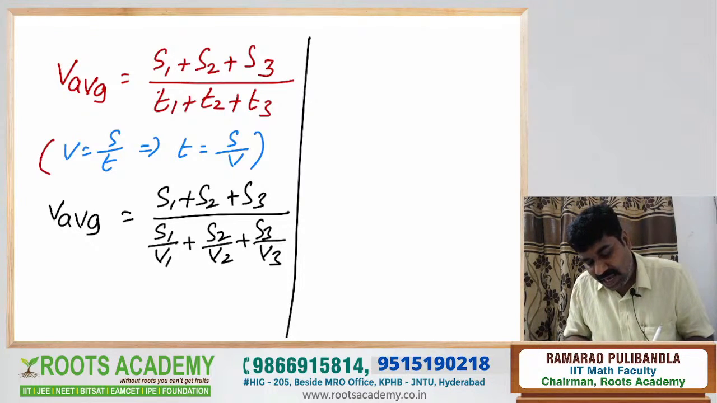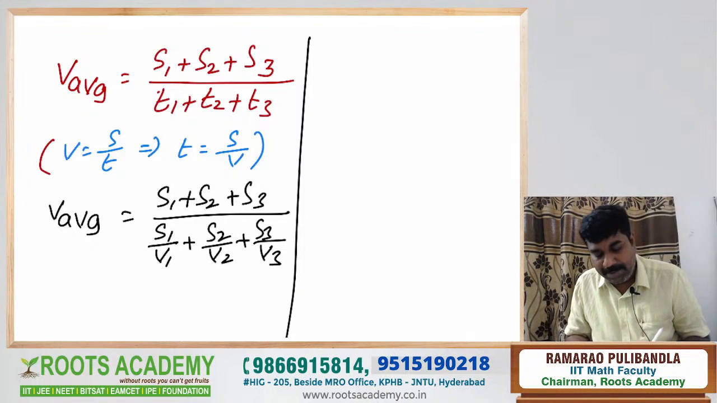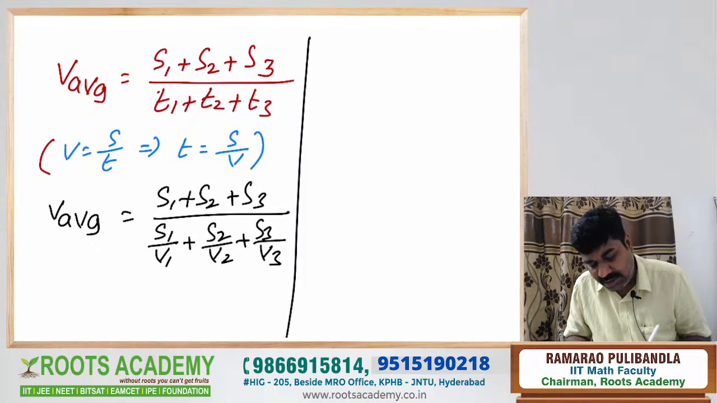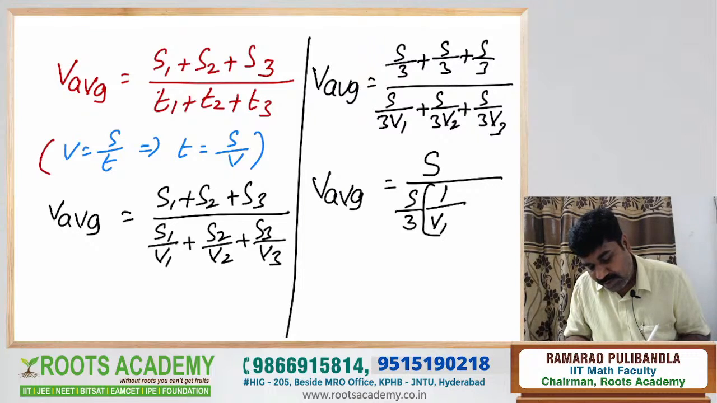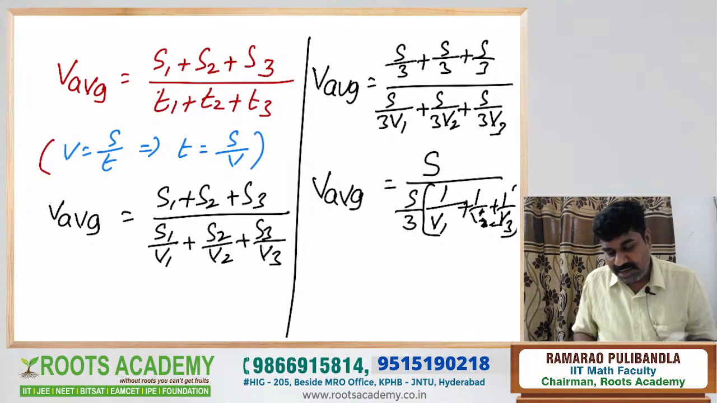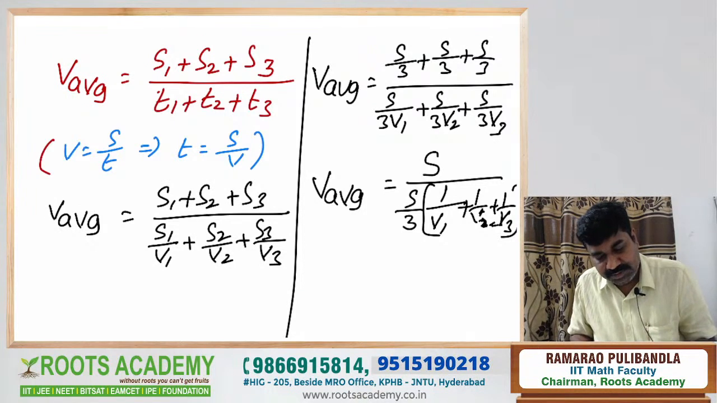So V average is equal to S by 3 plus S by 3 plus S by 3, divided by S by 3 V1 plus S by 3 V2 plus S by 3 V3. Here S by 3 is common, so it is S divided by S by 3 times 1 by V1 plus 1 by V2 plus 1 by V3. We are writing this on the next page.